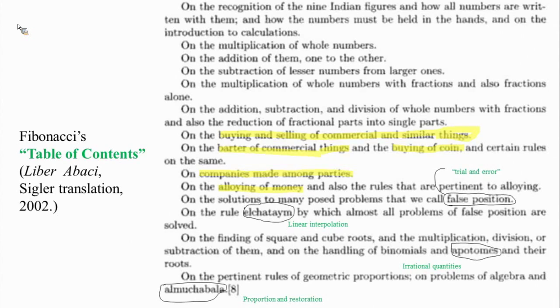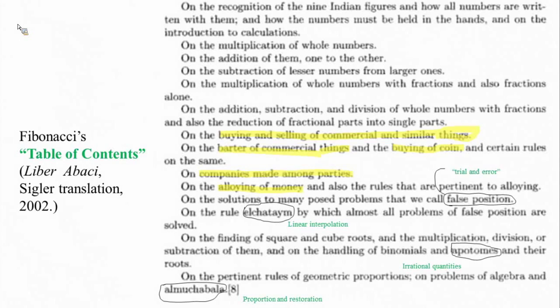On the barter of commercial things, how do you barter skins with something else? Because that's what they were talking about back then, 800 years ago. The buying of coins and certain rules on buying coins and bartering commercial things. On companies made among parties. So, you can start a company. Let's do it. Right? How do you do that? Well, Fibonacci was going to tell you how to do that.